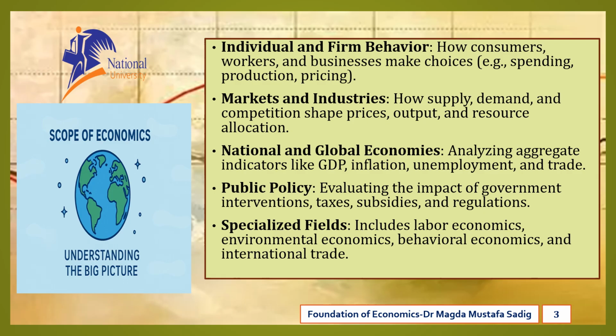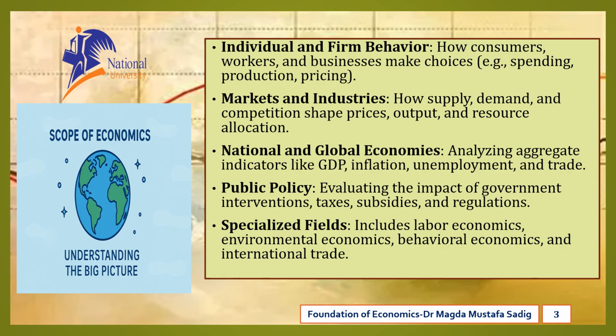Imagine you have $20. You can buy a pizza or save it for a movie ticket. You decide based on what makes you happier or suits your needs. Economists study why you pick one over the other.